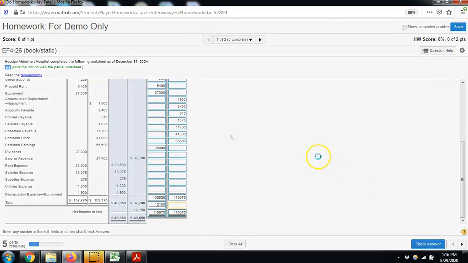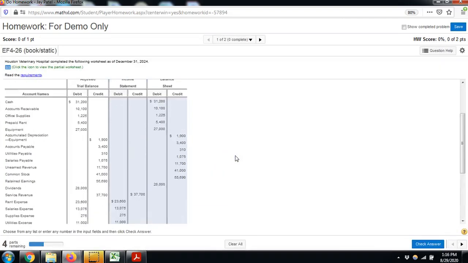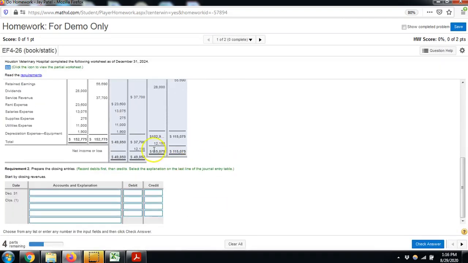So we check our answers. Okay. So this is just a little quirk of MyLab. I don't know why it's not lined up, so just be careful when you're transposing numbers.